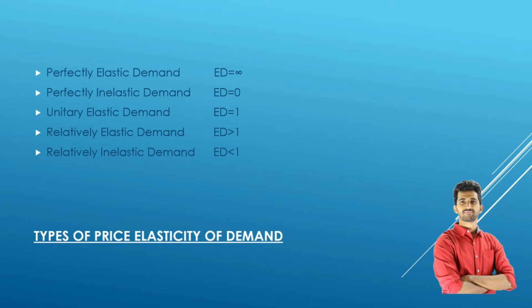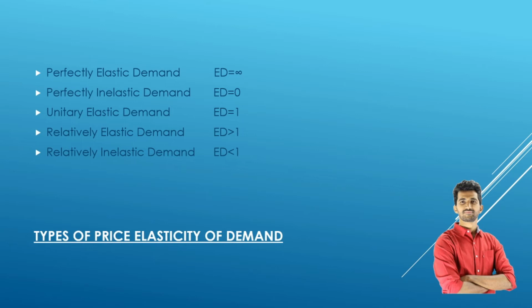Yes, my dear students, we studied price elasticity of demand, income elasticity of demand, and cross elasticity. Here are the five types of price elasticity of demand: perfectly elastic demand means ED is equal to infinity. Perfectly inelastic demand means ED is equal to 0. Unitary elastic demand means ED is equal to 1. Relatively elastic demand is ED greater than 1 and relatively inelastic means ED less than 1.